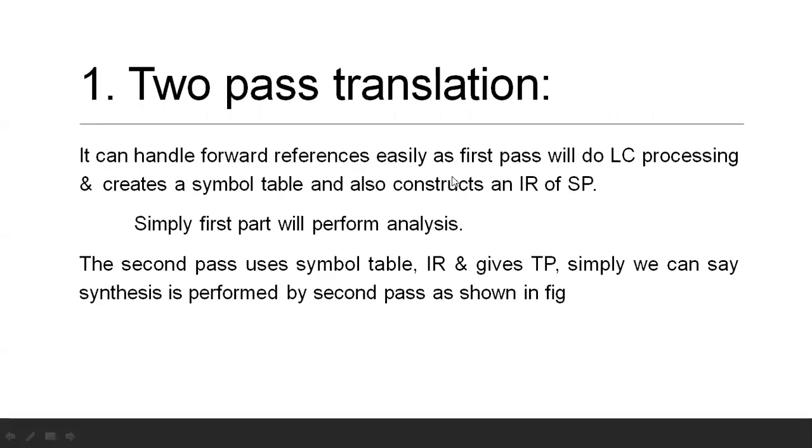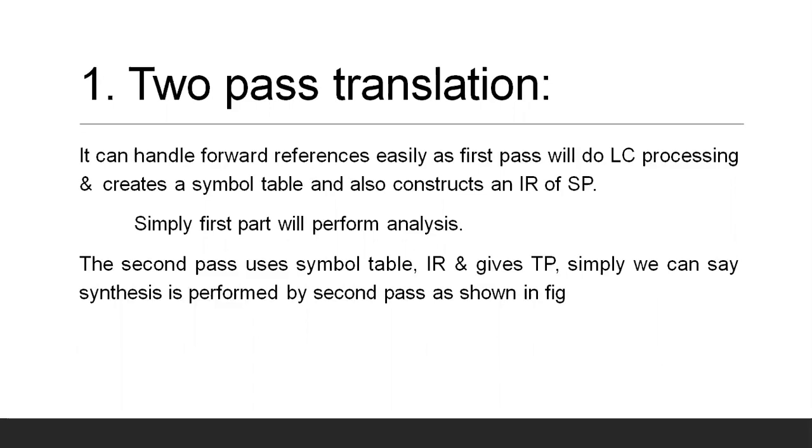Let us start with two pass translation first. As we have seen many times, there is phase 1 and phase 2, pass 1 and pass 2, that comes under two pass translation. It can handle forward references easily as first pass will do LC processing and creates IR. Now you know what is meant by IR. IR is nothing but intermediate representation which consists of symbol tables, different tables we can say, along with intermediate code. This is the task of first pass in two pass translation. Simply we can say that first pass will perform analysis phase.